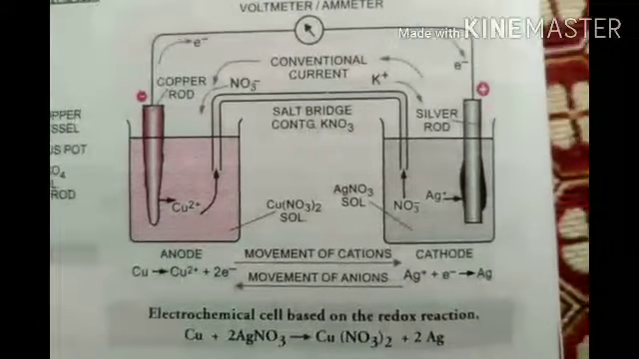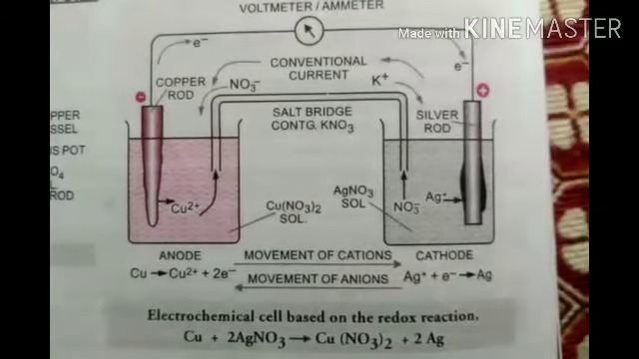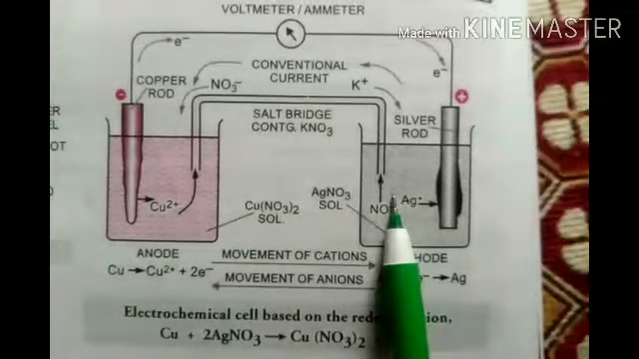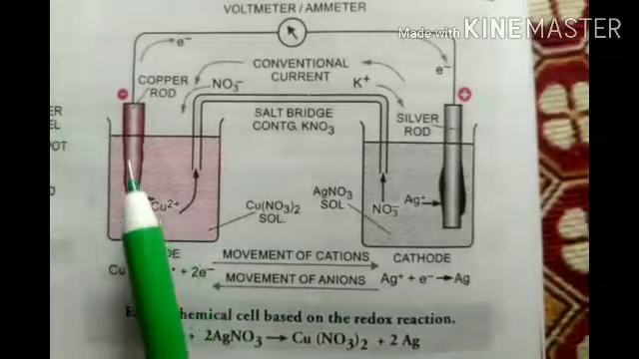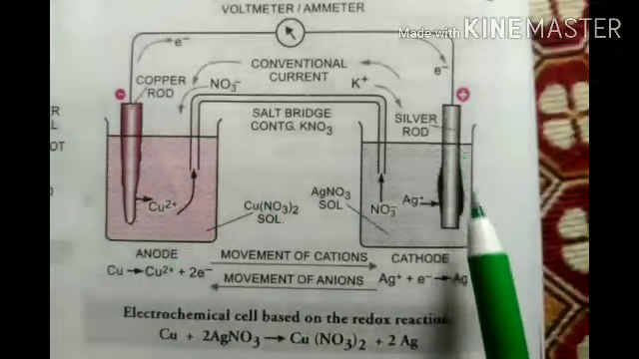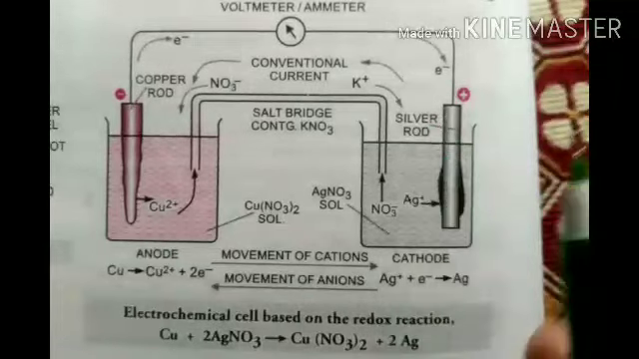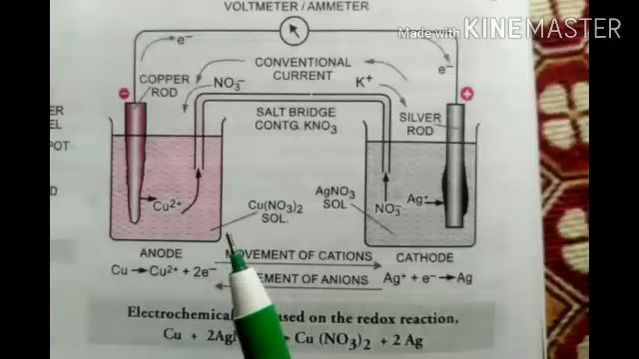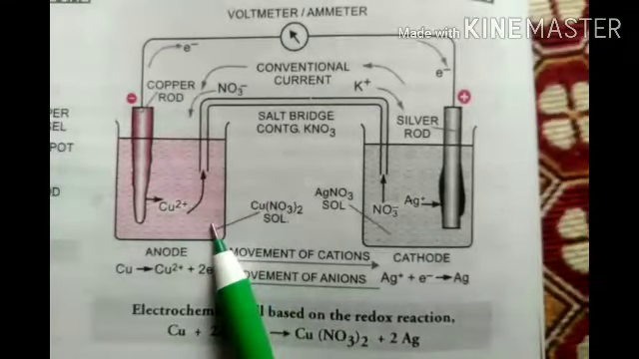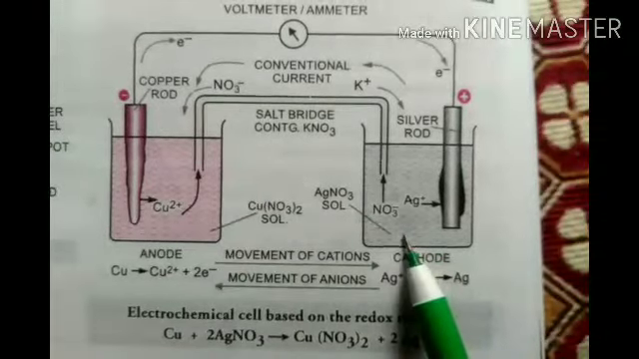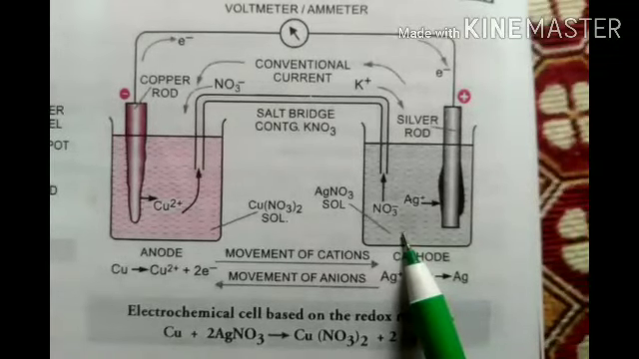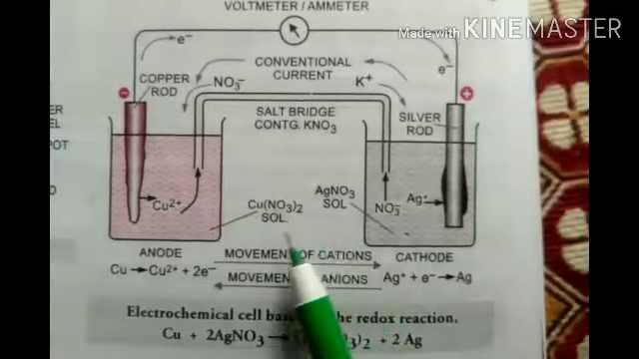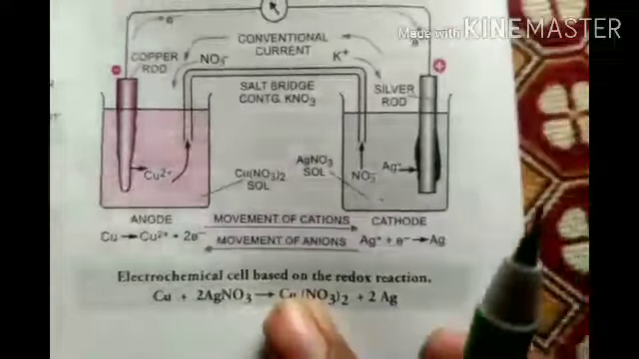Look at this. First, two beakers we have taken. In one beaker we kept a copper rod, and in the other we kept a silver rod. For solutions, we take copper nitrate solution and AgNO3 solution. Silver nitrate, copper nitrate.